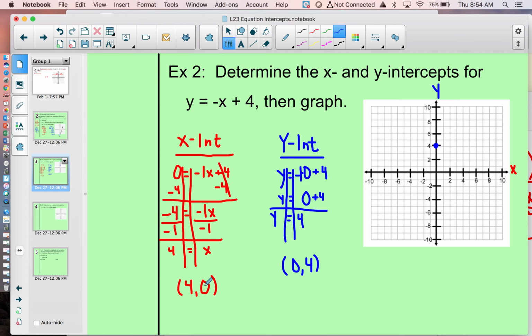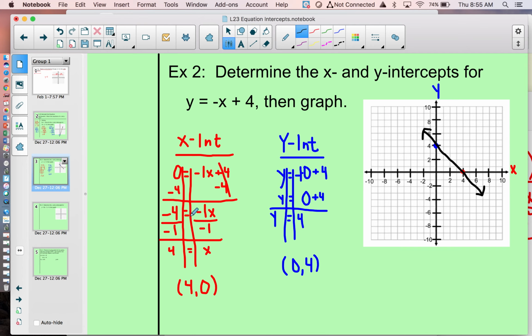We've got 0, 4. We've got the point 4, comma 0. 4, comma 0 is on the x-axis. There she be right there. And now all we got to do is draw that line through it. Nothing super fancy here. There we go. There's our line. And there you have it.